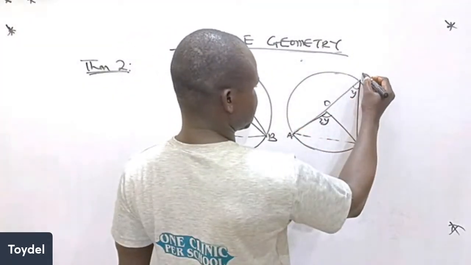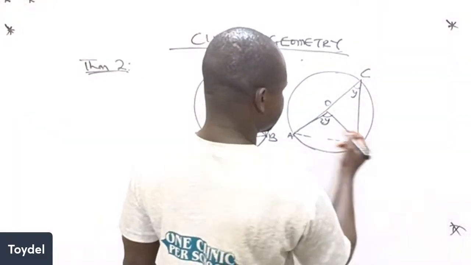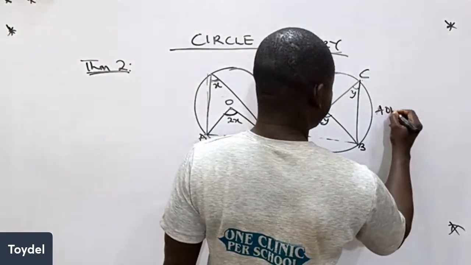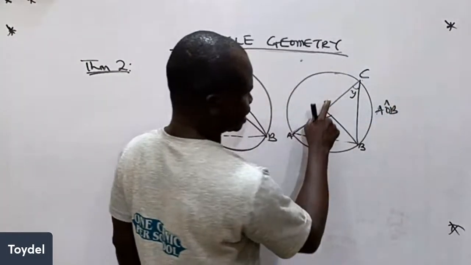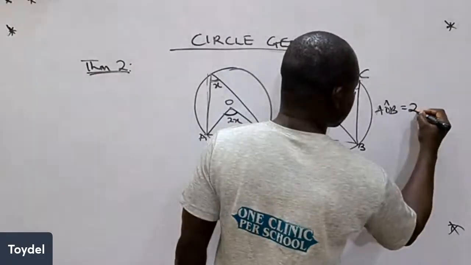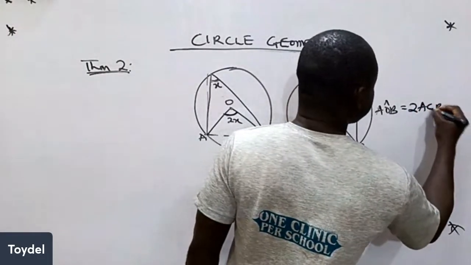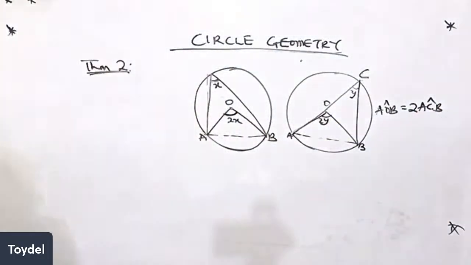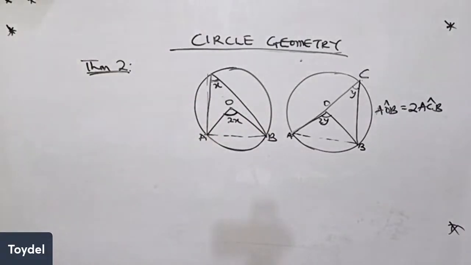If this place is C, what we are going to say is that angle AOB, the angle at the center, is equal to 2 angle ACB. We say angle AOB is equal to 2 angle ACB. The angle at the center is twice the one at the circumference. That's what we are going to get. That is the second theorem.